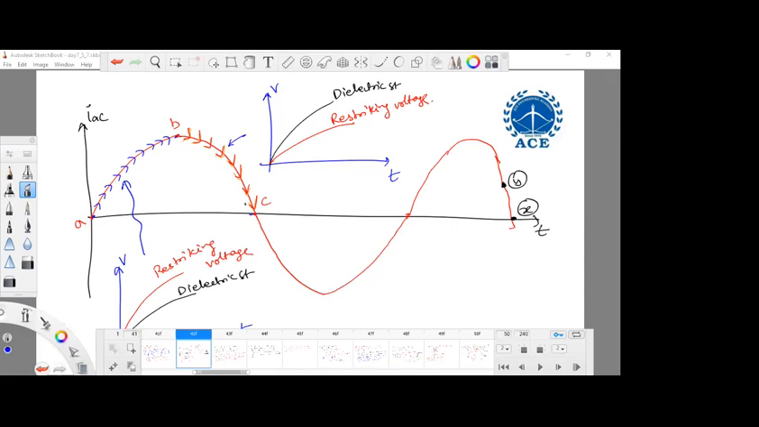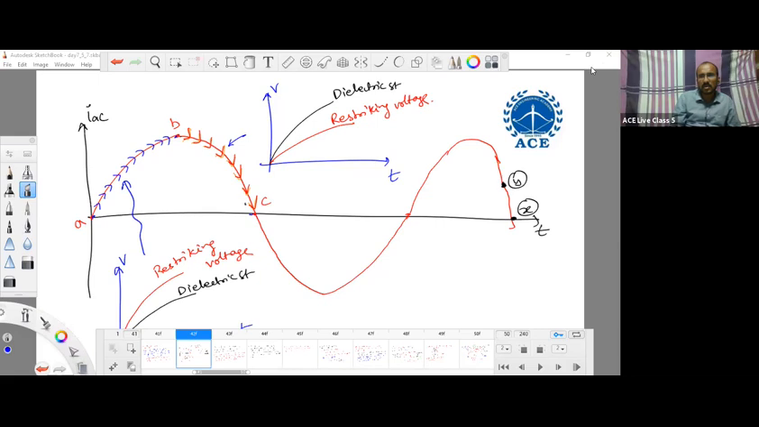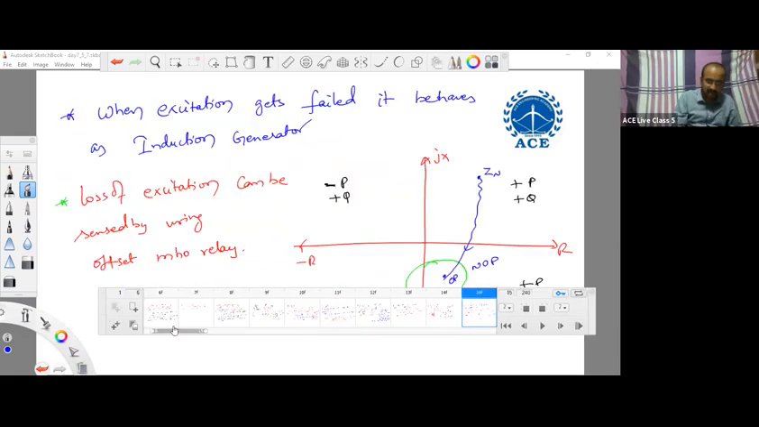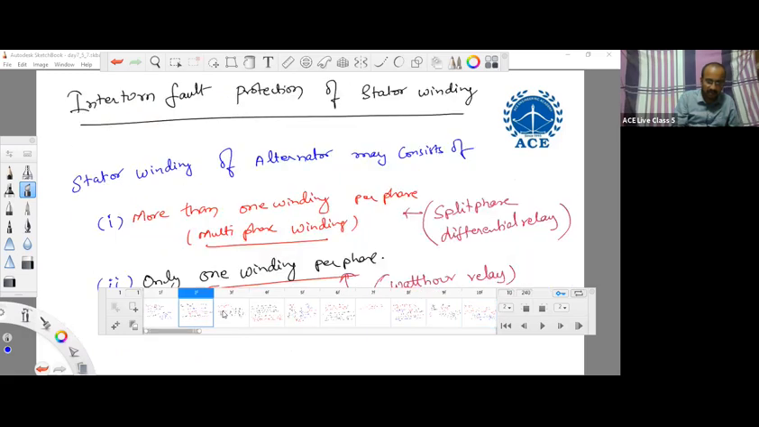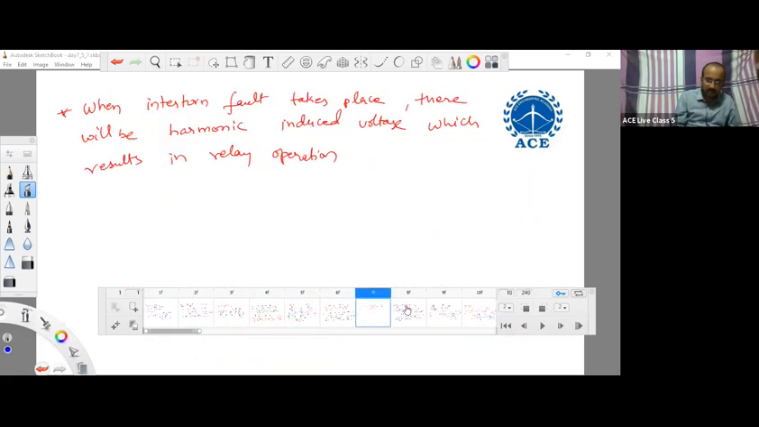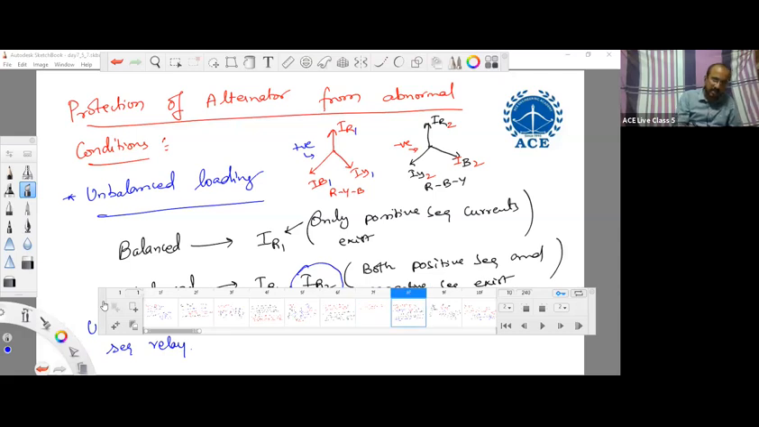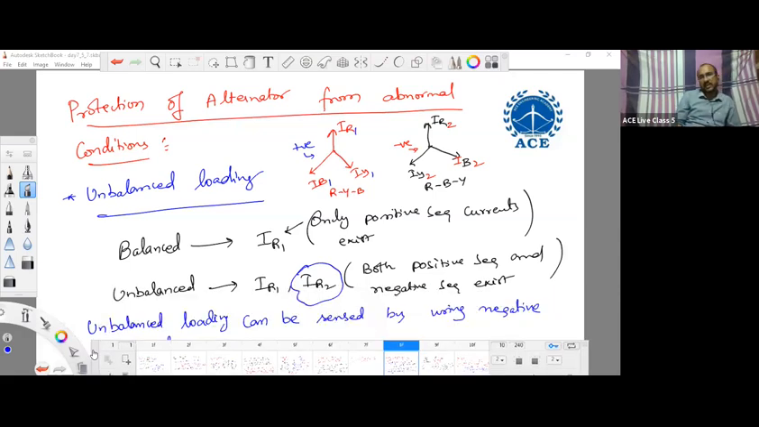Hello, sir. Ask your doubt. Sir, can you explain once about unbalanced loading? What is the difference between balanced load and unbalanced load? Balanced load means equal in magnitude and phase displaced by 120 degrees. Then they are said to be balanced load. Unbalanced loading means not equal in magnitude or not phase displaced by 120 degrees. Then we can say that loading is unbalanced.